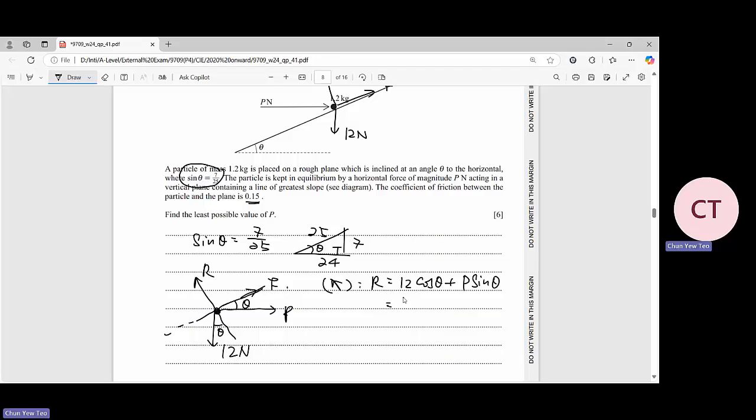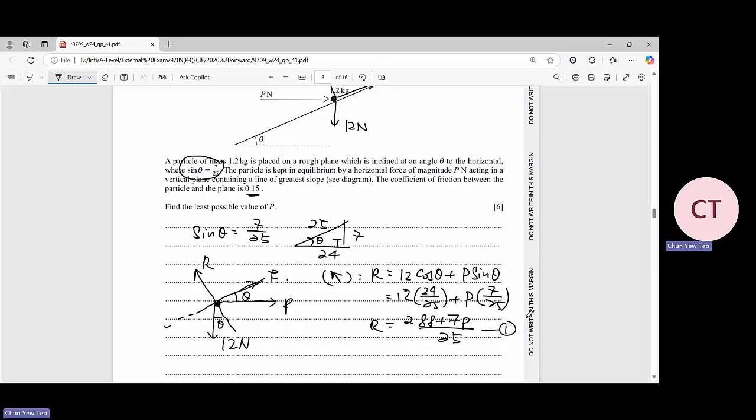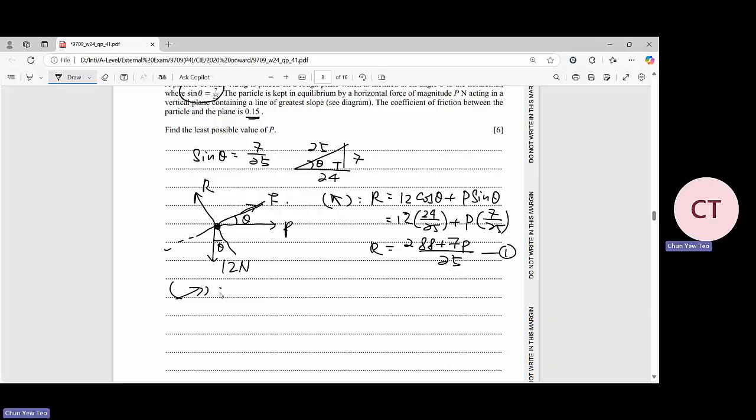So you are having 12 multiplied by 24/25 plus P multiplied by 7/25. So this will be a bit troublesome over here. We just need to join them together, become 288 plus 7P/25. That is your R, first equation. And now I resolve the forces parallel to the plane. I will get P cos theta plus F is equal to 12 sine theta.